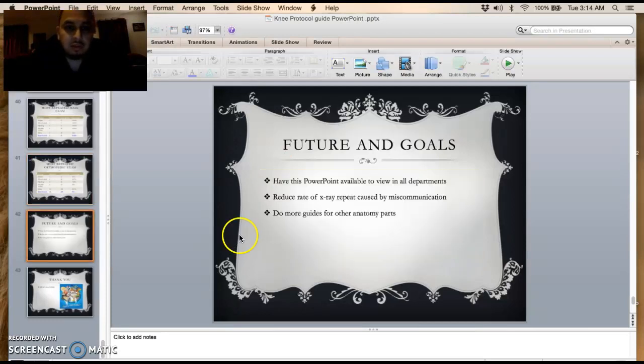And the future goal is to have this PowerPoint available in all the departments to reduce the rate of X-ray repeats caused by miscommunication. And if this goes well, I'm going to do more anatomy parts.